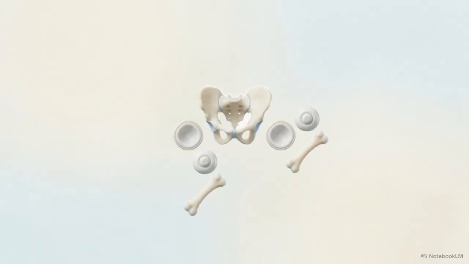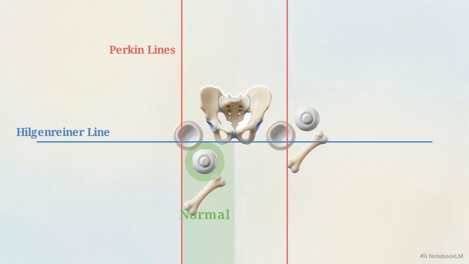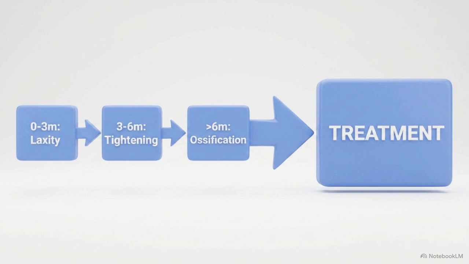On an X-ray, drawing the horizontal Hilgenreiner line and vertical Perkin lines creates a 4-quadrant grid. The ossified femoral head must reside within the inferomedial quadrant. Here, the healthy right hip is positioned correctly, while the dysplastic left hip has escaped superolaterally. These progressive anatomical principles, from early laxity to gradual ossification, directly dictate exactly how we approach clinical management.